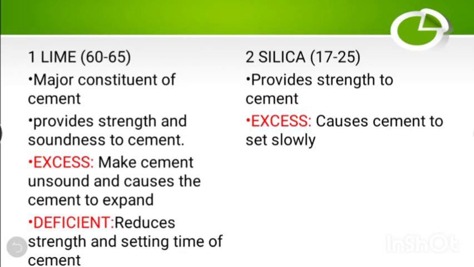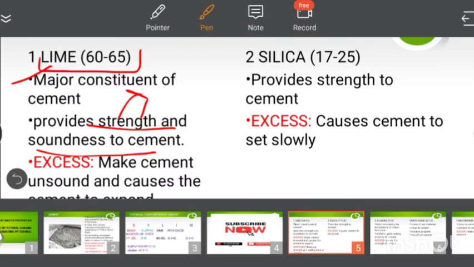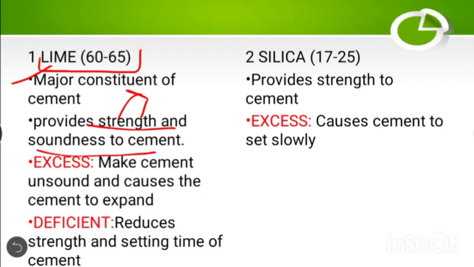Now moving further, friends, let's discuss why lime is used, why the different components are used, and what their properties are. Lime generally is used at 60 to 65%, and it is a major constituent of cement. Lime provides strength and soundness to cement. Strength, you all know, makes the structure strong and durable. And soundness, you can say, is about expansion, that it protects the cement from expansion.